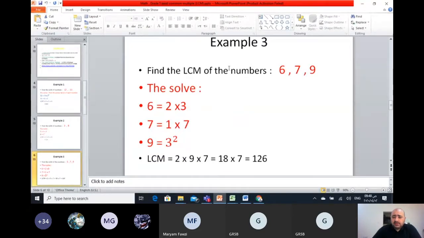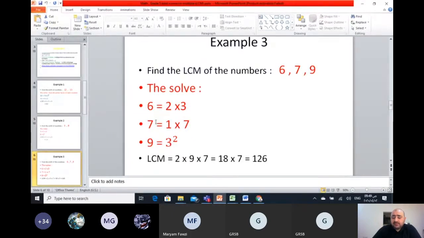Example 3. Find the LCM of the numbers 6, 7 and 9. To solve, take the number 6 and find its prime factors. As you know, 6 equals 2 times 3.